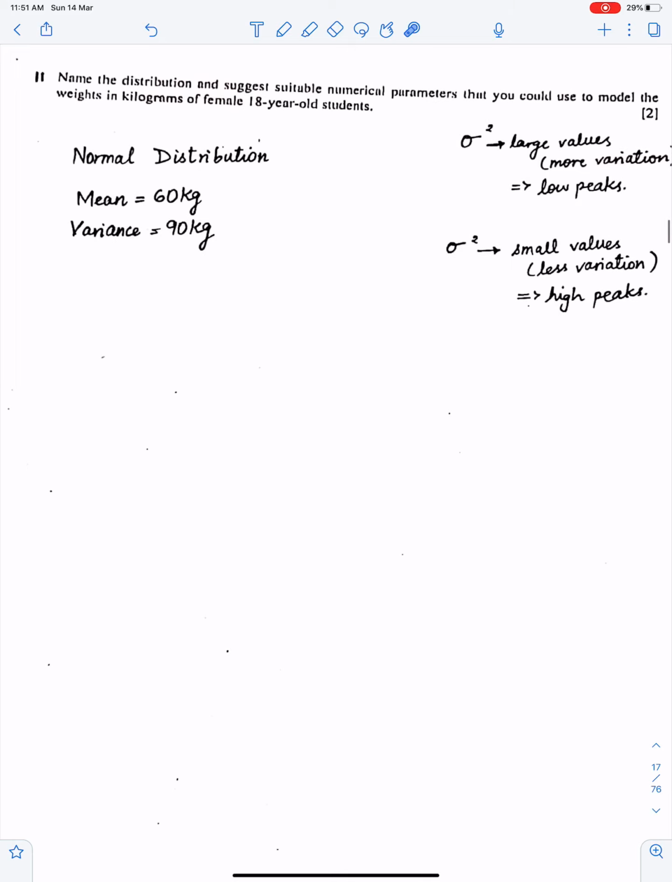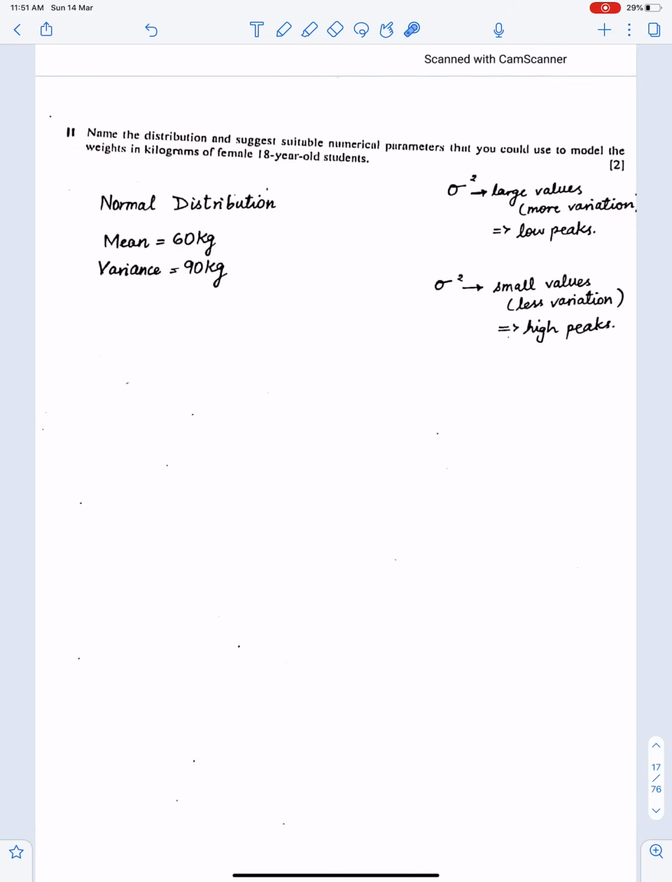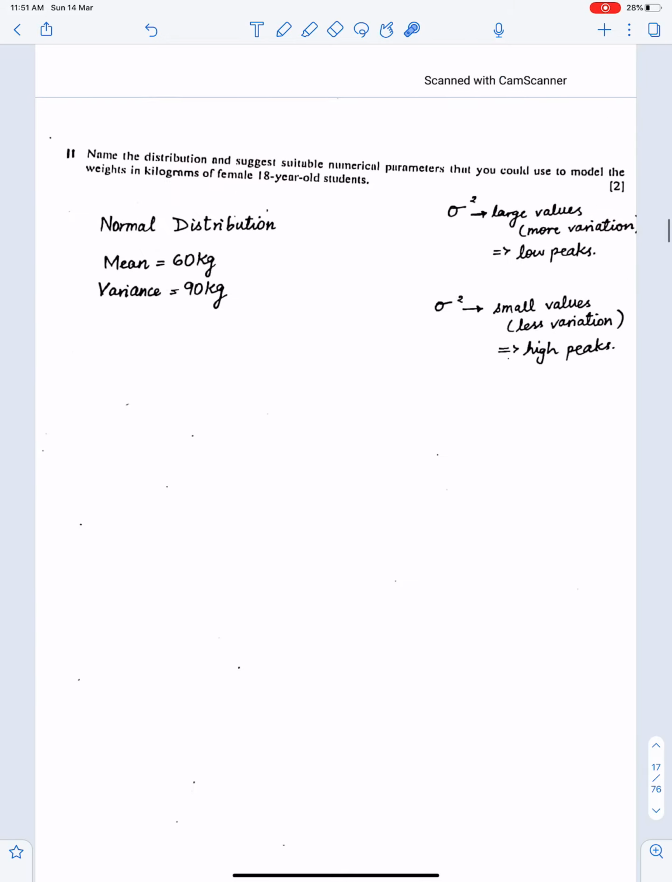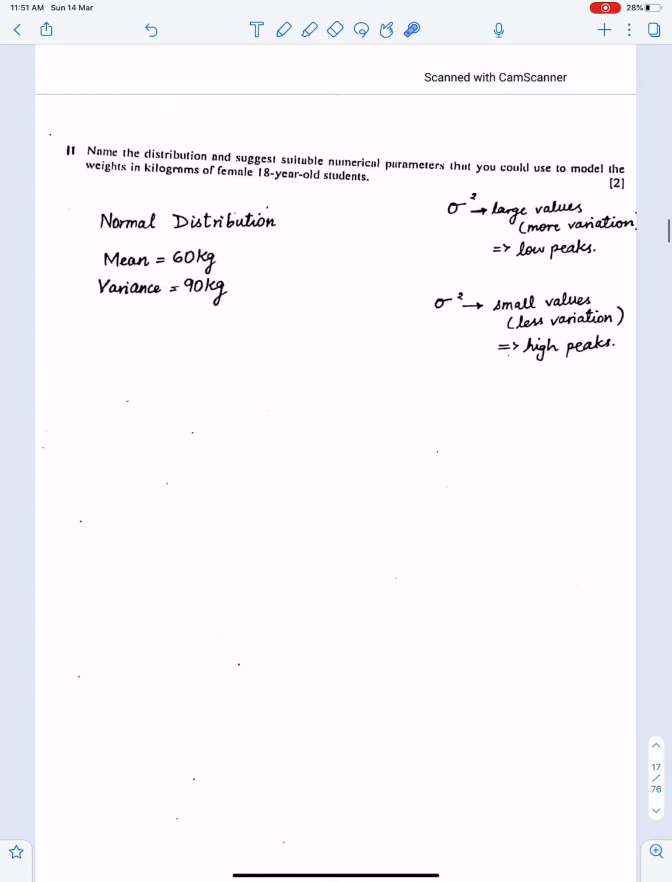Well, this question is important because this is a new type of question. You have to suggest the parameters. Name the distribution and suggest suitable numerical parameters. You could use it to model the weights. Weights means a continuous measurable quantity, so you have to mention normal distribution. The name of the distribution is normal. It models the weights of female 18-year-old students. So you have to suggest the mean weight of 18-year-old female students, and their standard deviation.